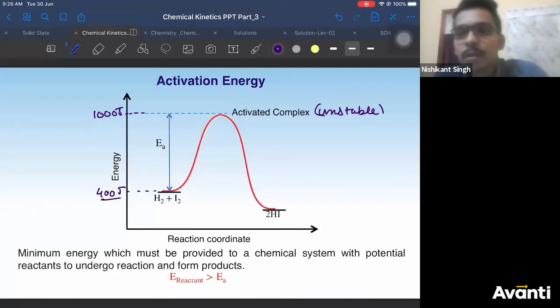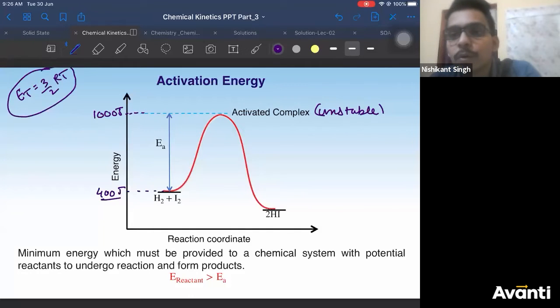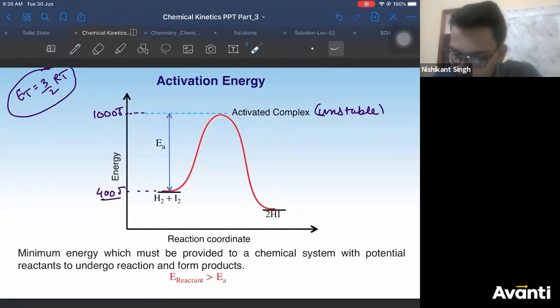Let us say reactant molecules at room temperature will have some energy. Why do they have some energy? You remember at room temperature, energy is given by 3/2 RT, thermal energy is present with every molecule. So at room temperature, reactant molecules have how much energy? 400 joule. Now, in order for reactant molecules to convert into product, they must cross this barrier.